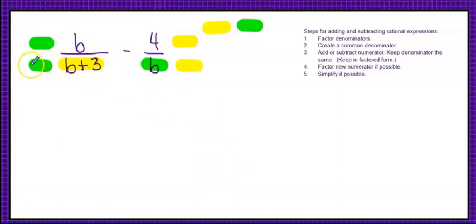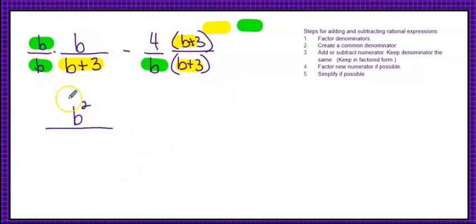Okay, so this one needs the green, that's b. So I need to multiply b over b. And here I need to multiply b plus 3 over b plus 3. All right, let's do that. b times b is b squared.